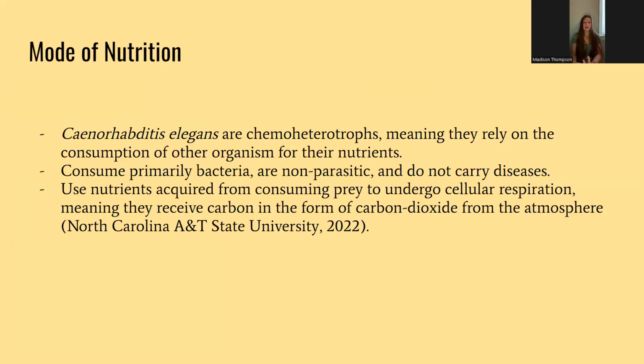The mode of nutrition for Caenorhabditis elegans is chemoheterotrophy, meaning that they rely on the consumption of other organisms for their nutrients. As these are typically microscopic organisms, they consume primarily bacteria. They're also non-parasitic and do not contain diseases, which is significant because most organisms in the phylum Nematoda do. They use their nutrients acquired from consuming prey to undergo cellular respiration, and they receive carbon in the form of carbon dioxide from the atmosphere. And this organism, being a chemoheterotroph, means that it consumes other organisms to gain its nutrients and then undergoes chemical processes within its own body to convert these nutrients into a usable form.